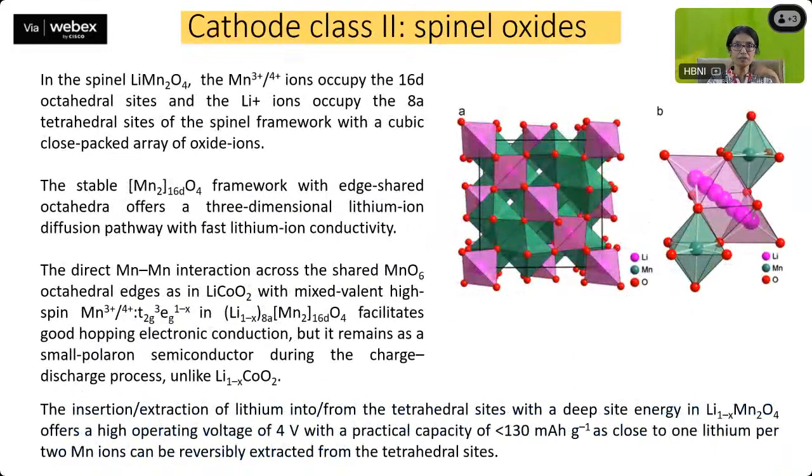Now this was all about the lithium cobalt oxide or the layered cathodes and the NMC cathodes, which are currently being pursued vigorously for all the lithium ion battery technology. Then the second class of cathodes we'll talk about is the spinel oxides. Now in the spinel LiMn2O4, the manganese 3+, 4+ ions occupy the 16D octahedral sites, and the lithium ions occupy the 8A tetrahedral sites of the spinel framework with a cubic close-packed array of oxide ions, as you can see over here.